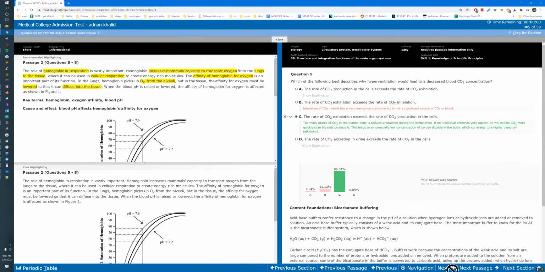Alright, this one, hyperventilation just means that you're breathing really fast. So the rate at which you exhale CO2 is faster than the rate at which CO2 is produced in the cells by cellular respiration. So, yeah, that's why it would lead to less blood CO2, right? Because you're getting rid of the CO2 faster than it goes into your blood.